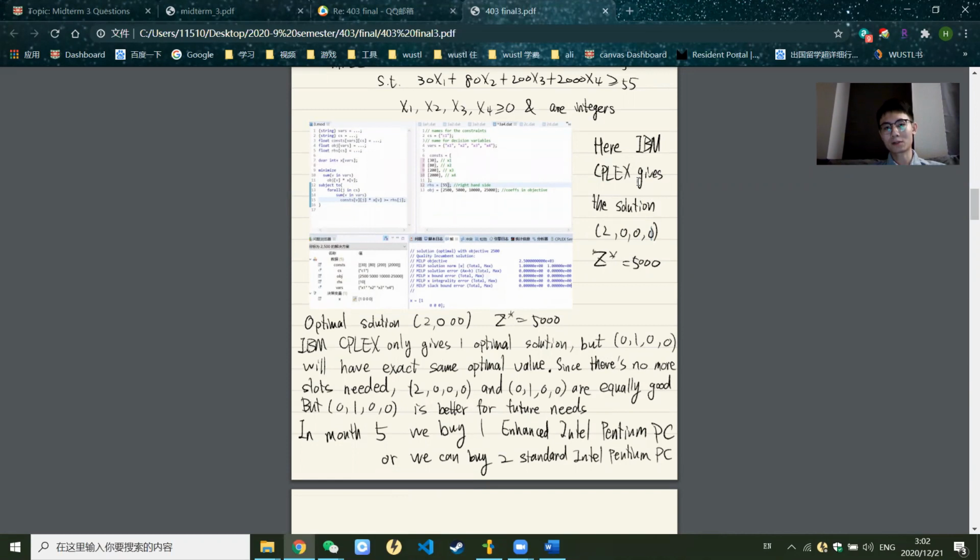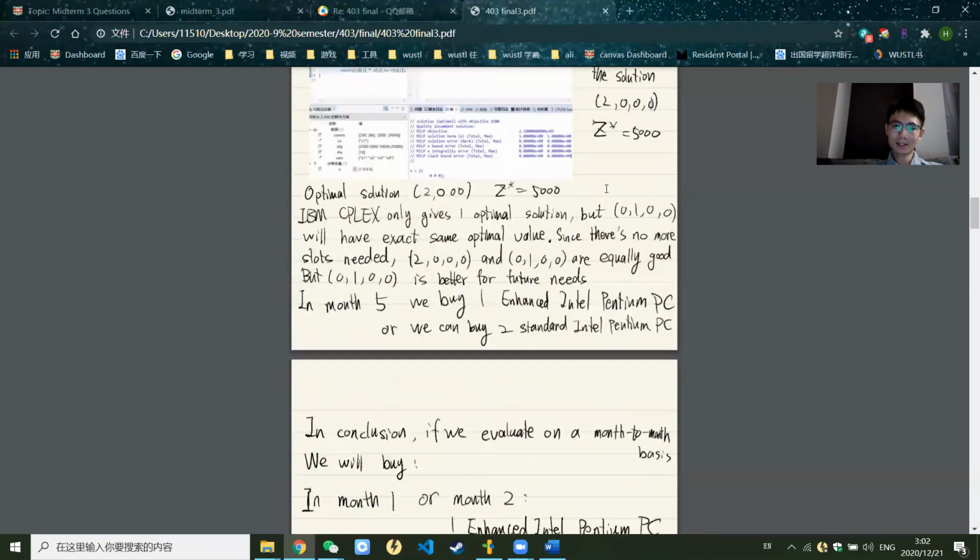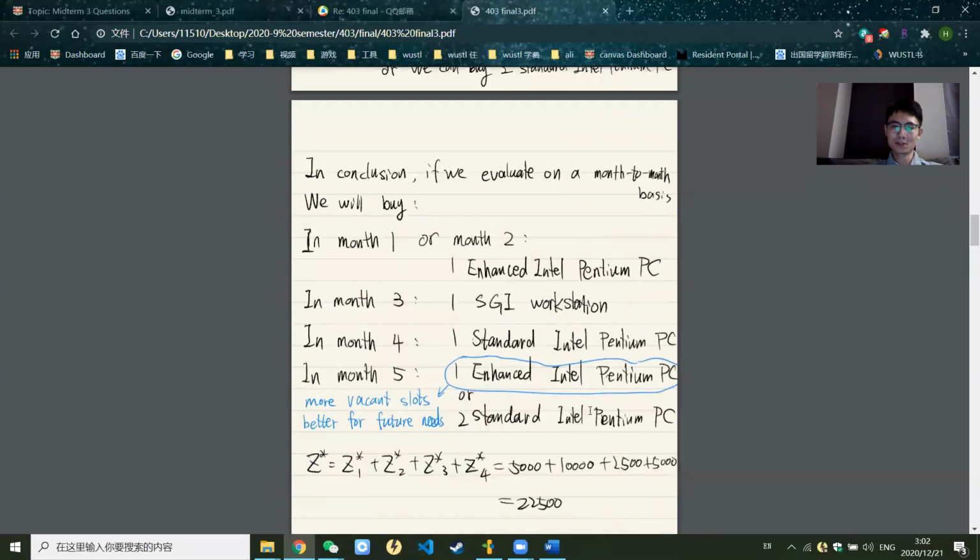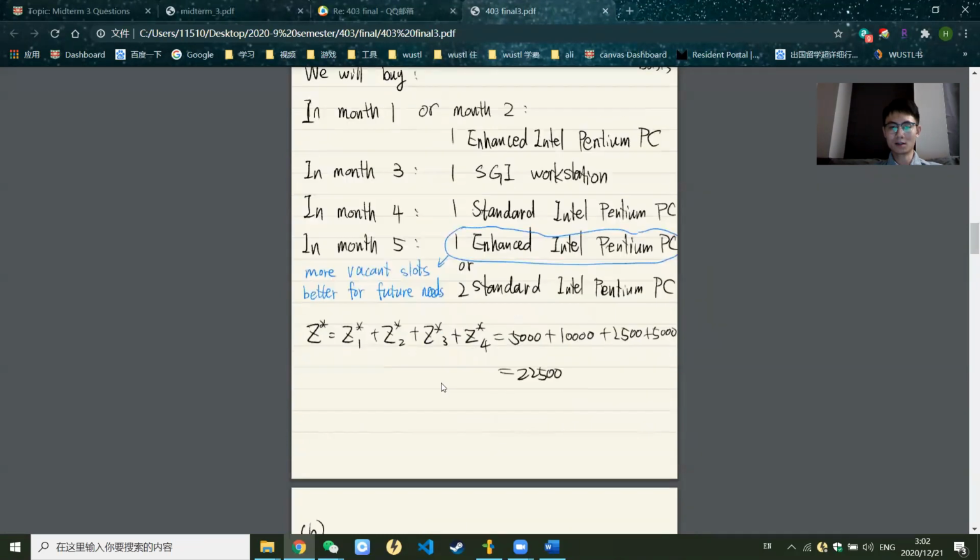So in month 5, there are no future users needed in the next month currently, so they are kind of equally good from this perspective. But for future needs, the 0100 is definitely better. So here is the conclusion. In month 5, we can buy either 1 enhanced or 2 standard, but 1 enhanced is better for the future. And the optimal objective value is the sum of the objective values in these 4 periods.